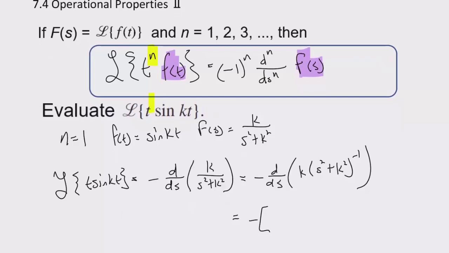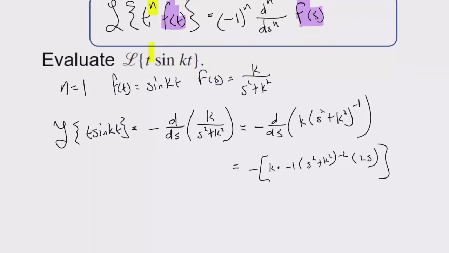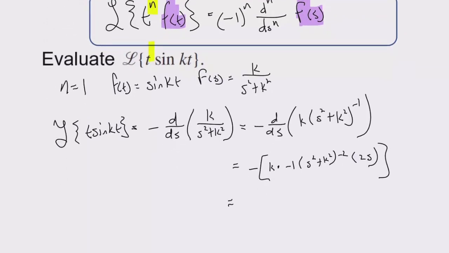Okay, so because I'm taking a derivative with respect to s, it means I can treat the k's as constants. So that k is going to stay out front. Bring down the negative 1. So that's s squared plus k squared to the negative 2 power. And then chain rule puts a 2s there. Okay, and so let's clean that up. Negative negative makes it a positive, so we have a 2ks up top, and then s squared plus k squared, squared.